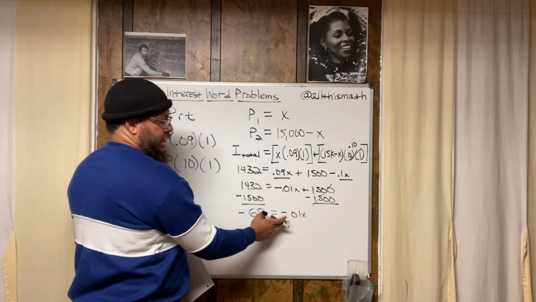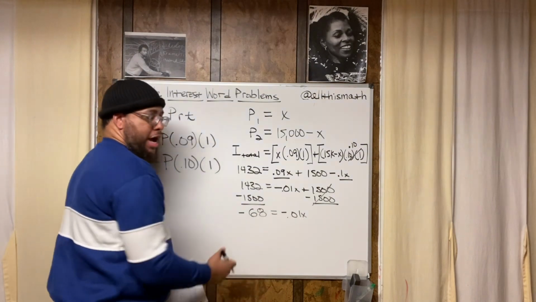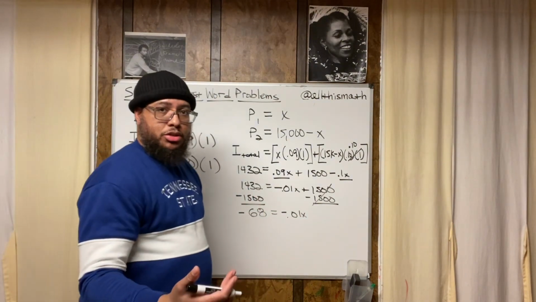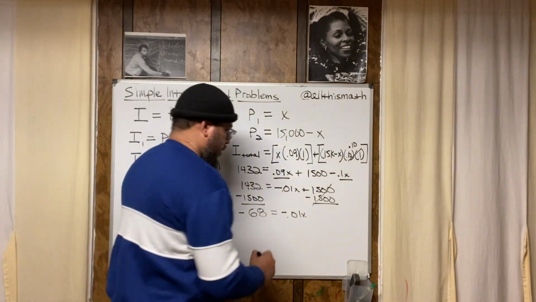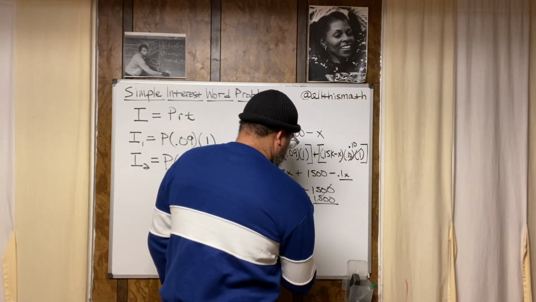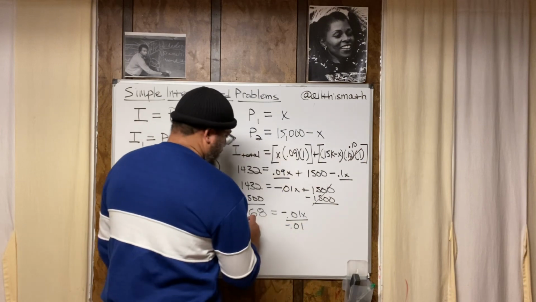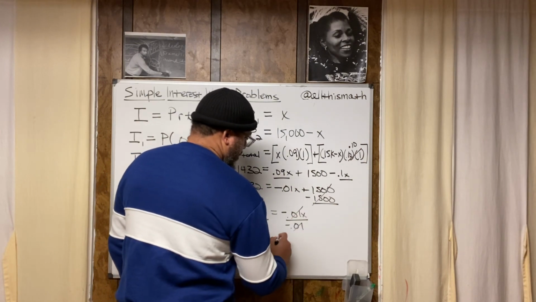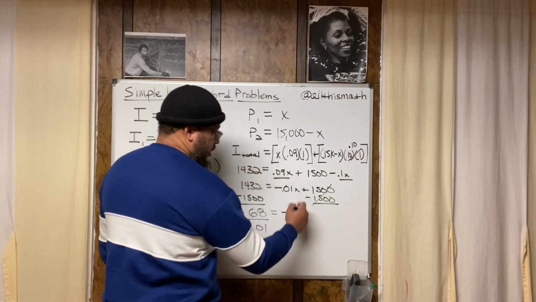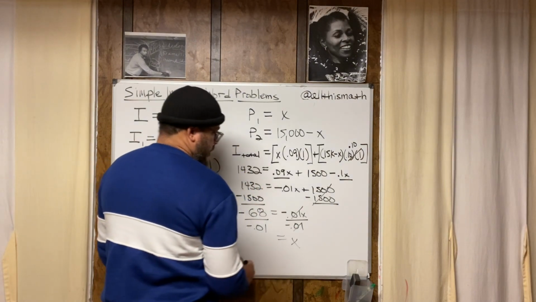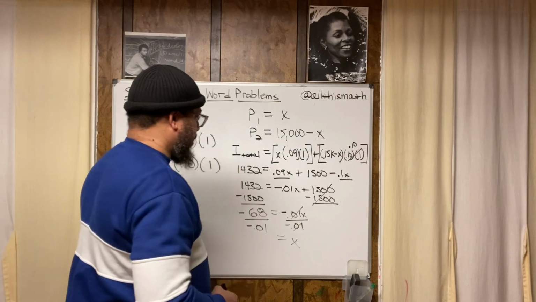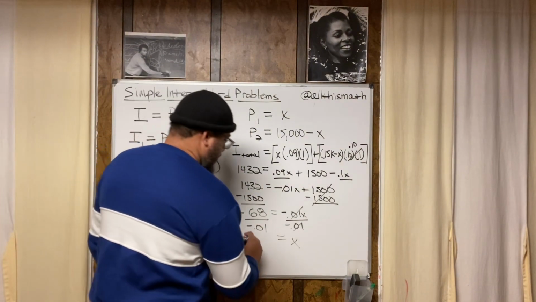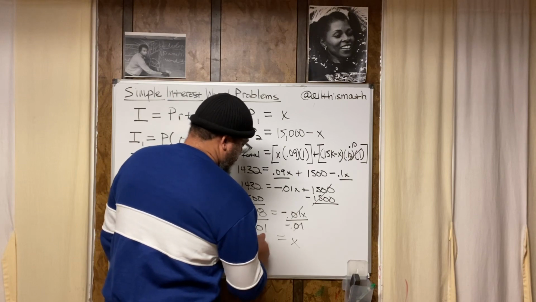I'm trying to get x by itself now. I got to get rid of this negative 0.01. I do the opposite operation. The opposite of this multiplication is division. So I divide by the same exact number. So I'm going to divide by negative 0.01 on the right side. I divide by negative 0.01 on the left side. Boom, boom. That equals 1x. That's 1, and that's x. So that's x. So that's negative 68 divided by negative 0.01, which is going to give me 6,800.